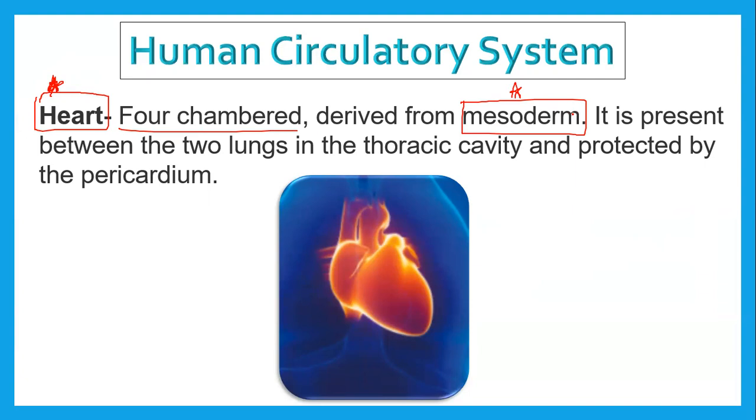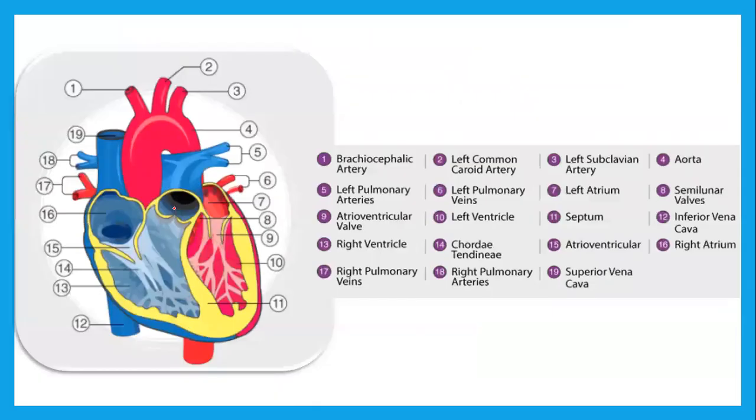Ectoderm, endoderm, and mesoderm. The heart is a four-chambered structure derived from the mesoderm, the middle layer. It is present between the two lungs. This is one lung, this is another lung. So in between the two lungs, you will have the heart. The heart is present in the thoracic cavity itself and is protected by the pericardium.